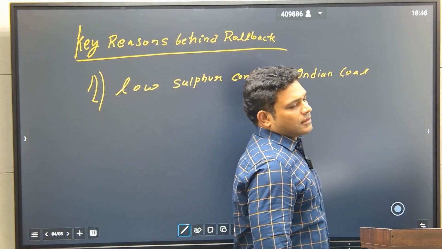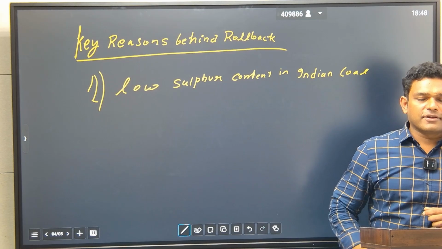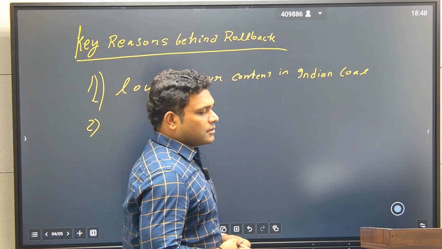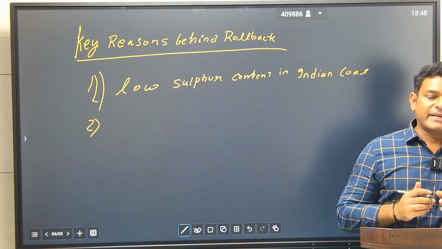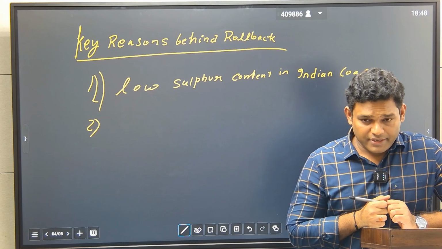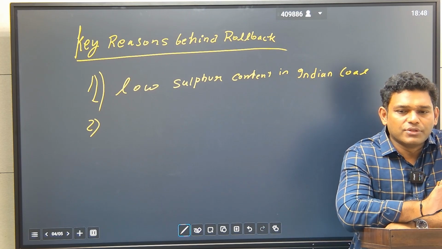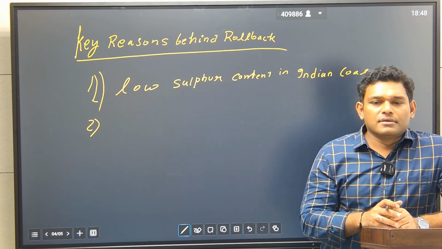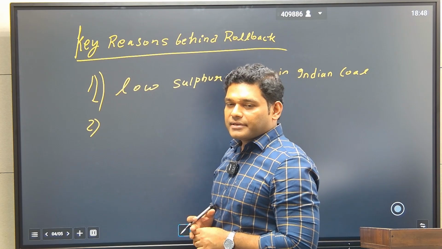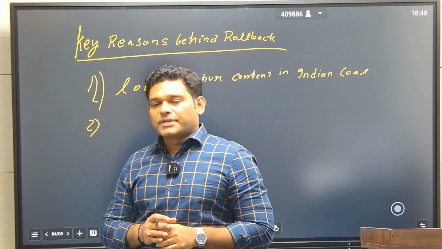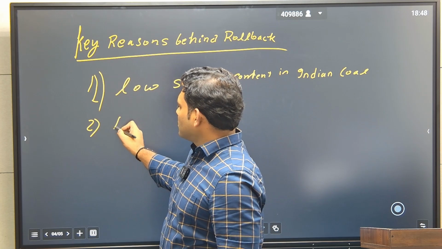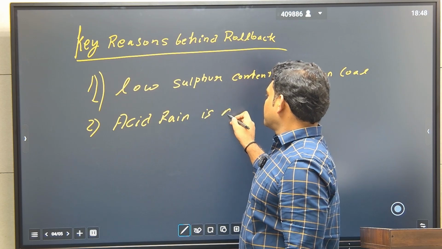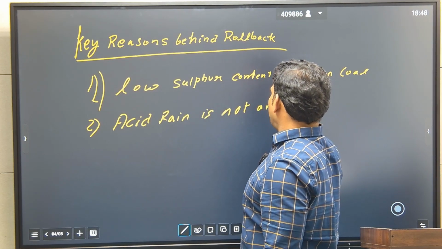Low sulfur content, right? They found it. And another was, they cited the IIT Delhi's study. What was that study? It said that acid rain is not an issue in India. It's not a significant issue in India, right? IIT Delhi conducted research, and this principal scientific advisor committee also cited it. So acid rain is not an issue.